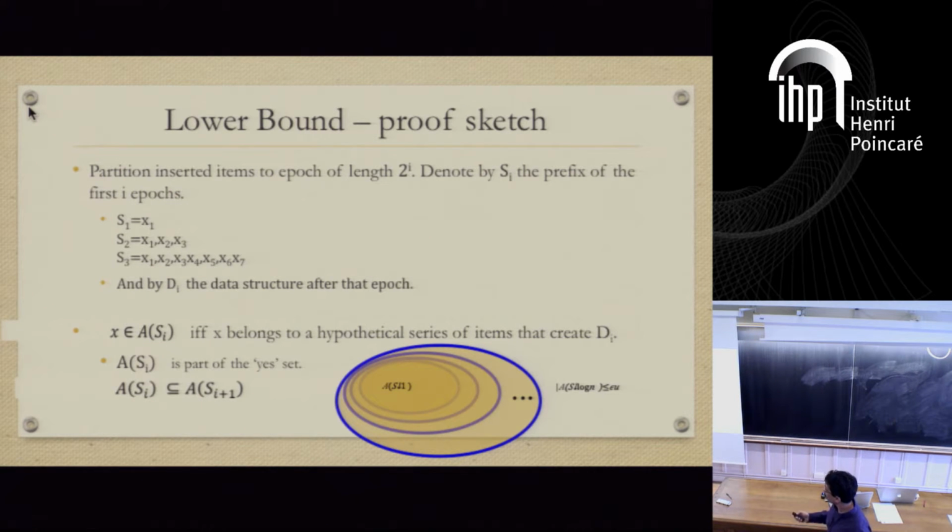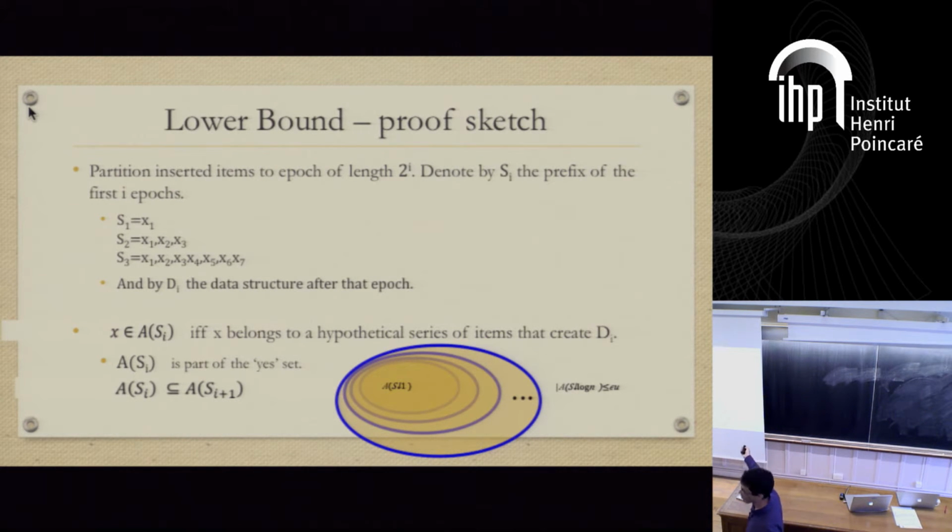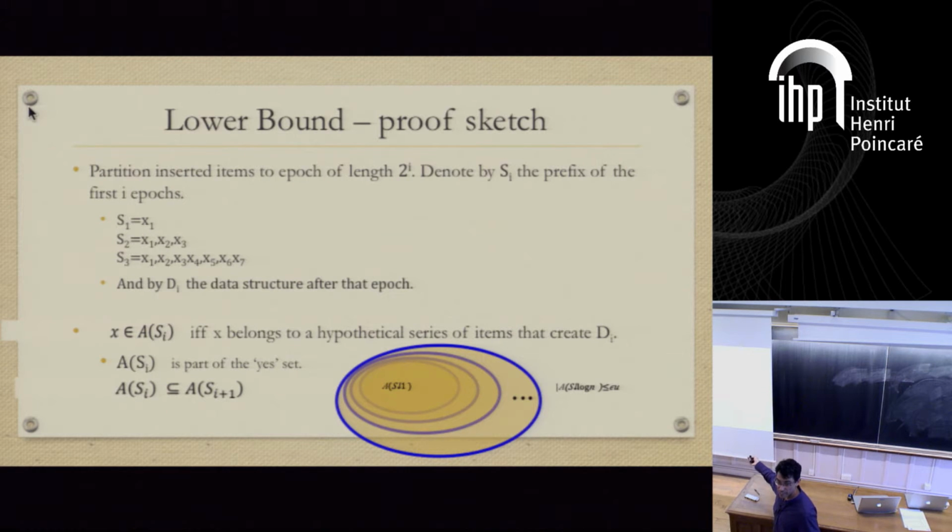So now, here comes the crucial definition. For a prefix S_i, we define a set A of S_i. An item x is in that set if there is any conceivable history of insertions that x belongs to, and it would result in that exact data structure D_i. So if we can list insertions that x belongs to, and at the end of those insertions we get the data structure D_i, then we say that x belongs to this set.